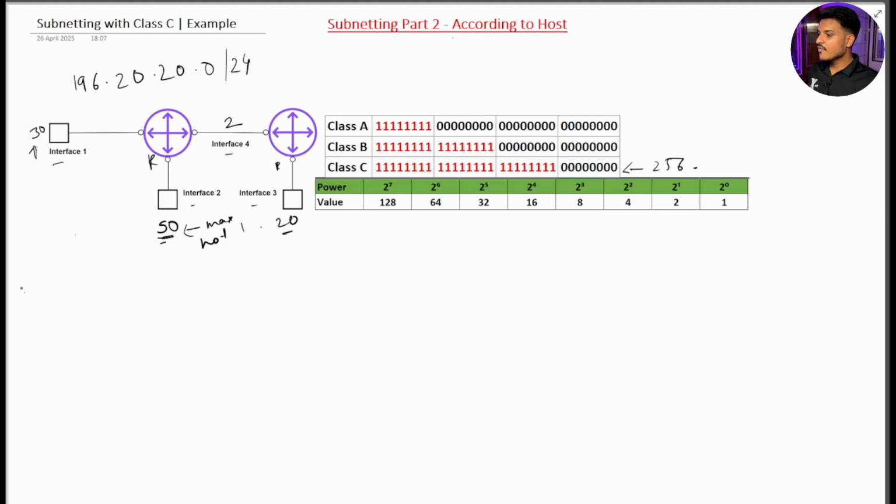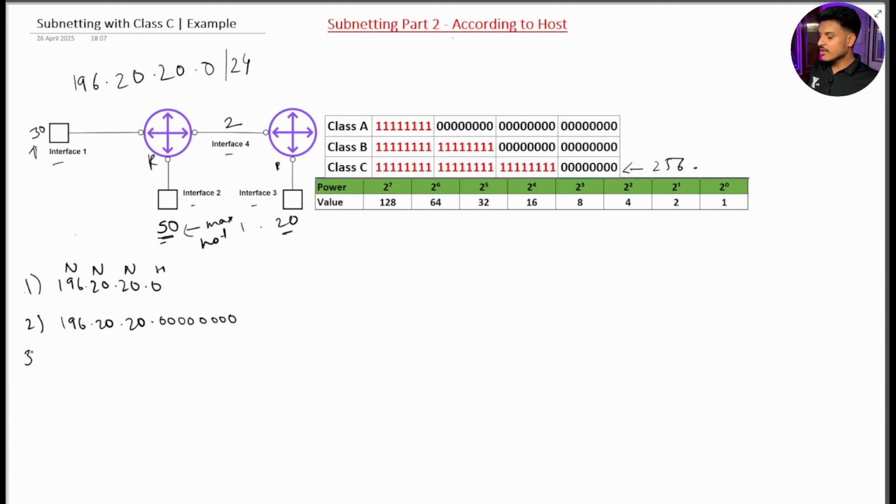In the first step we have to write our IP address as it is, that is 196.20.20.0, where the first 3 octets are given to the network as it is class C, and the last octet, meaning the last 8 bits, is given to the host. In the second step we write the decimal values given to the network as it is, so it is 196.20.20, and for the host we have to write the binary of it. So what will be the binary of 0? If you have watched my previous video, then you know it is 8 times 0. So let me quickly write it.